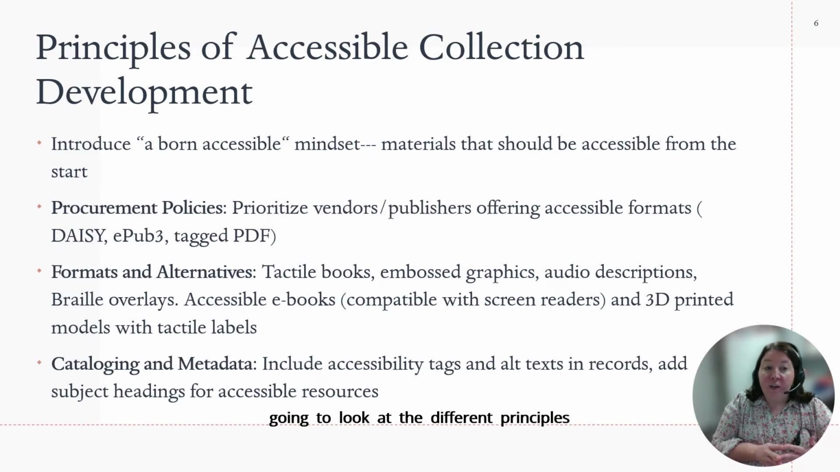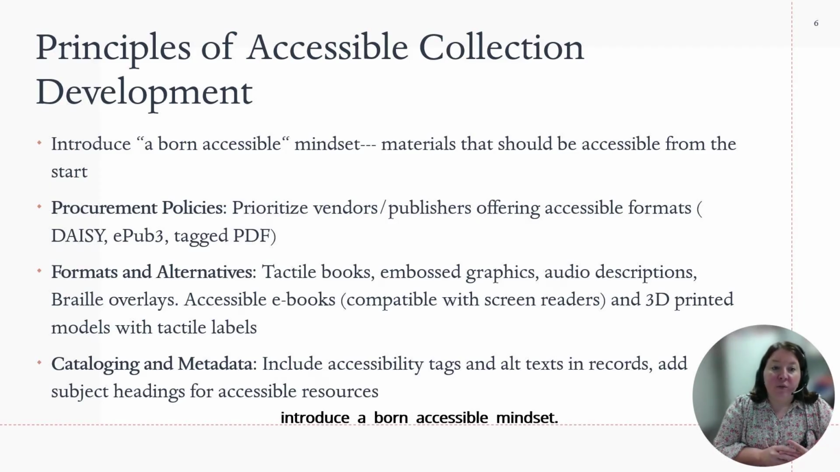So we're going to look at the different principles of making this an accessible collection and its development. So first you want to introduce a born accessible mindset. So materials that should be accessible from the very start. So first you want to look at a procurement policy. Really look at those vendors or publishers that offer accessible formats. And some of those accessible formats for materials, looking at DAISY, EPUB 3, or tagged PDFs.